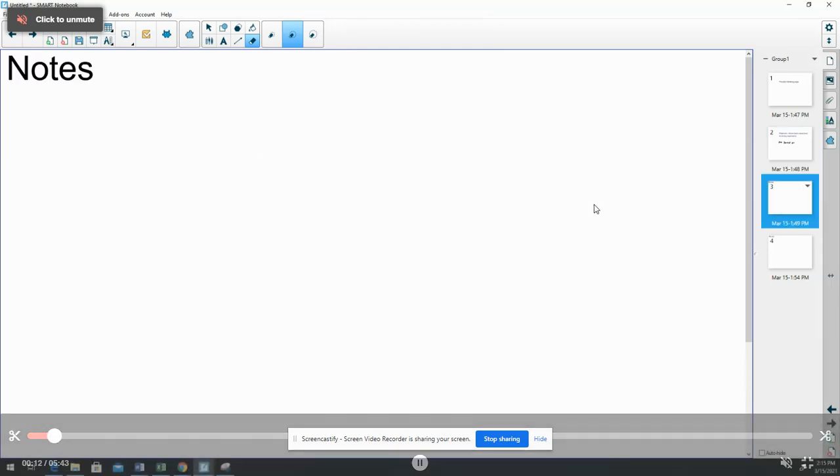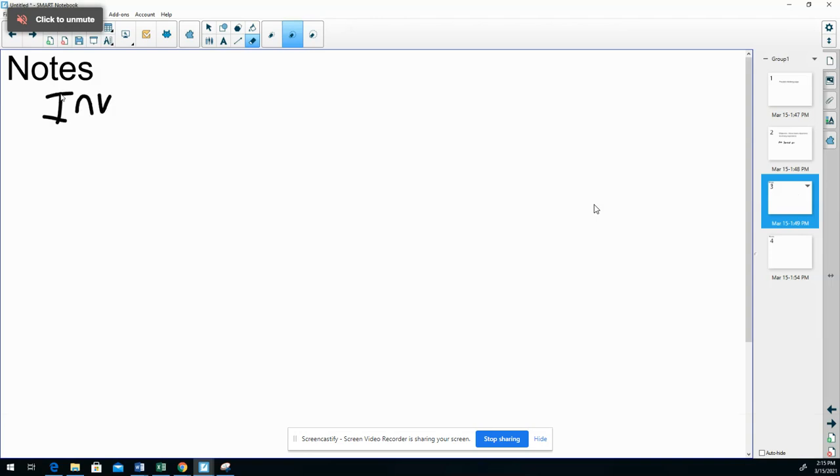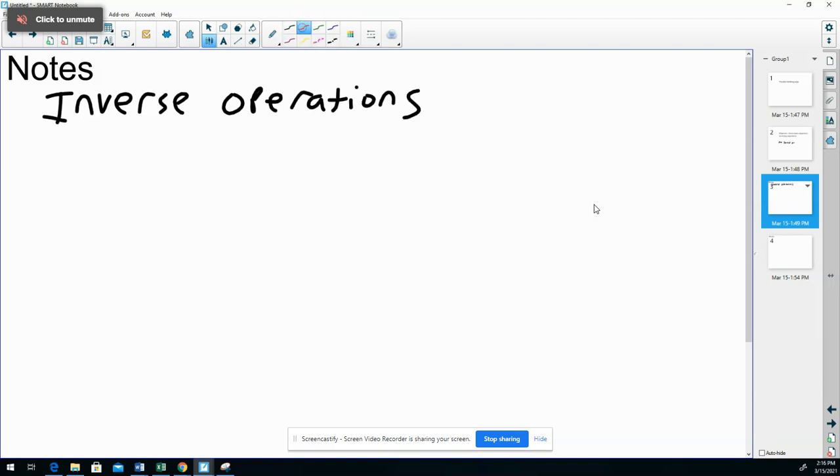So here's some notes. We have inverse operations, which are opposite operations. It's how we undo things when we solve equations. Addition and subtraction are inverses, they undo each other. Multiplication and division are inverses, they undo each other. And for exponents, remember that 2 is an exponent.